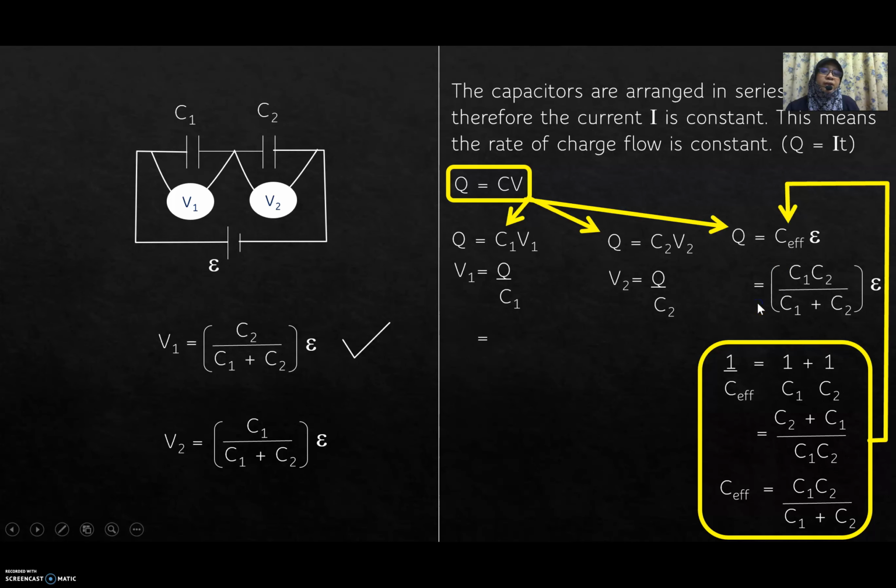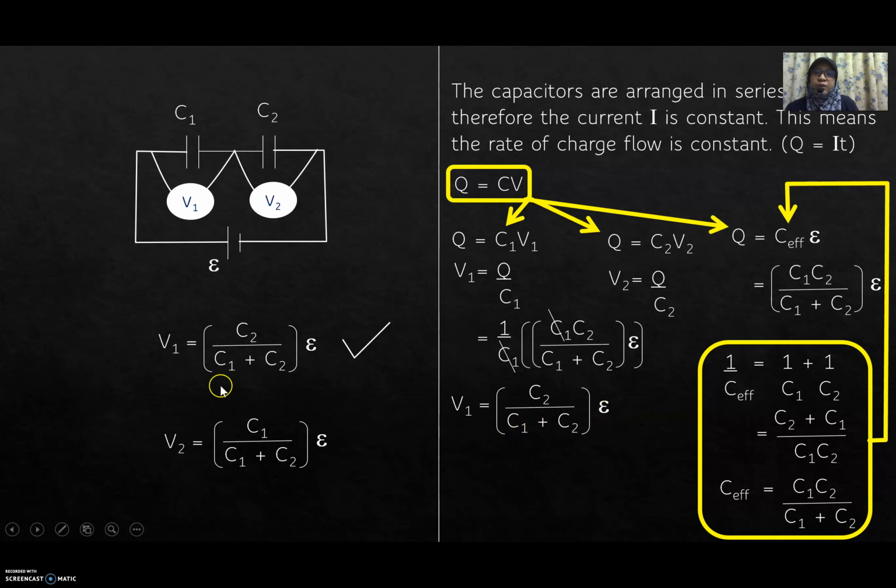Next, we substitute Q into here because Q is constant. Factor out 1 per C1, and in the bracket is Q, so we can substitute Q into the equation. Next, this C1 can be cancelled out. Now the equation becomes V1 equals C2 per C1 plus C2 times EMF. So the equation is proven. That's why for V1, we use C2 instead of C1.